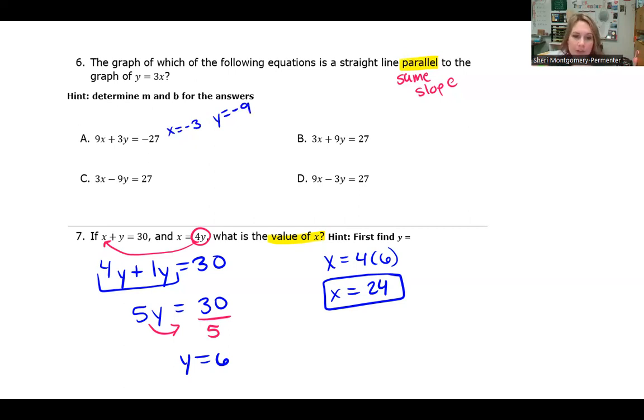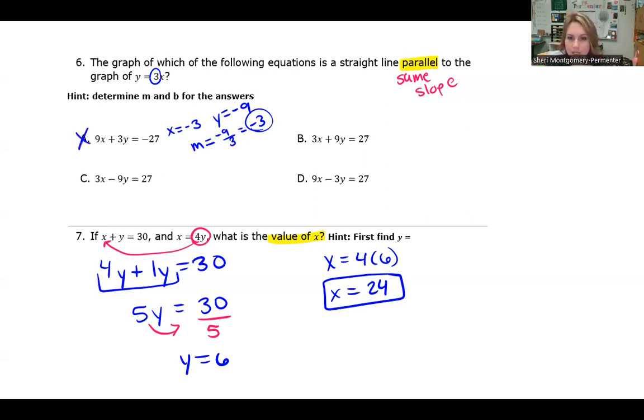-9. Okay, if I figured out my slope, it'd be -9 divided by 3. Does that reduce? What's -9 divided by 3? -3. Is that the same thing as that? No, so it's not A.